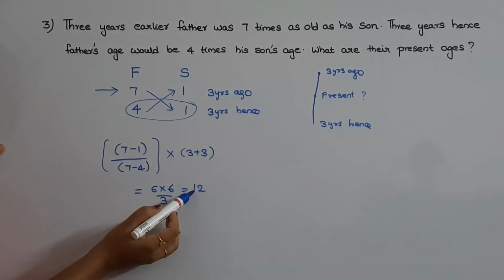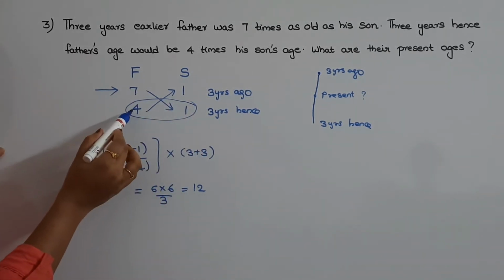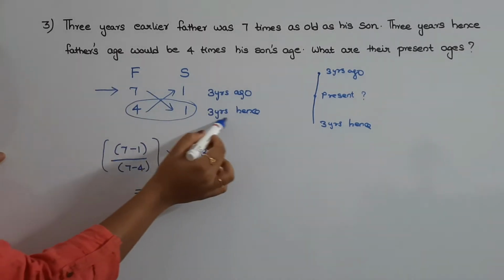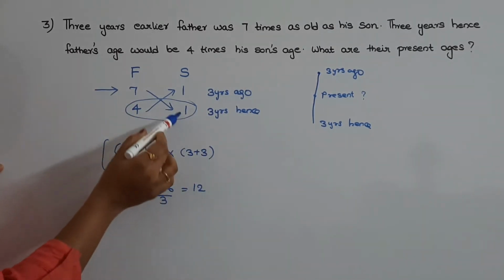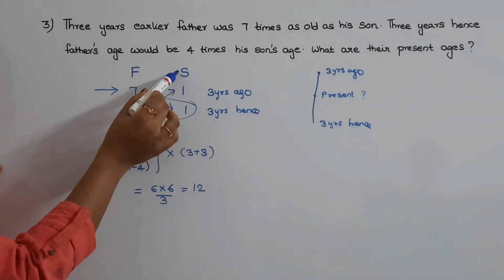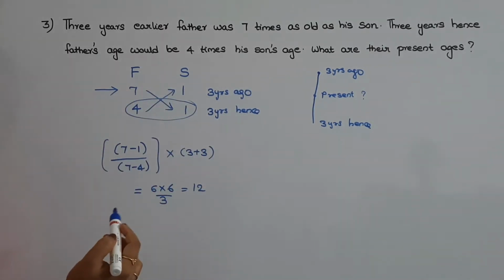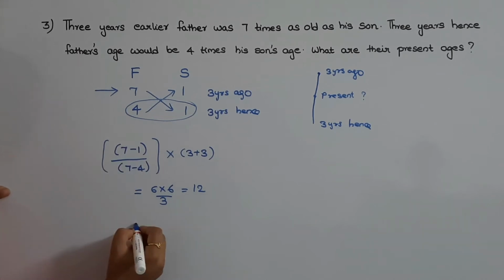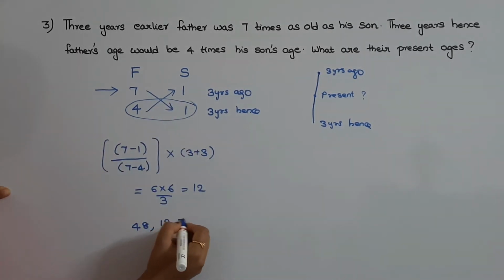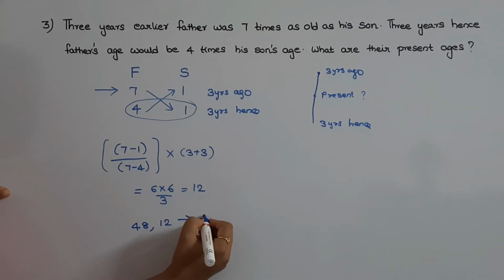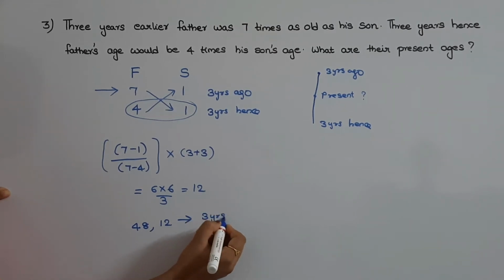Okay, so on multiplying this 12 by this 4, we will get the age of the father 3 years later. And on multiplying this 12 by this 1, we will get the age of the son 3 years later. So 12 into 4 is 48 and 12 into 1 is 12. So these are the ages of father and son 3 years hence.